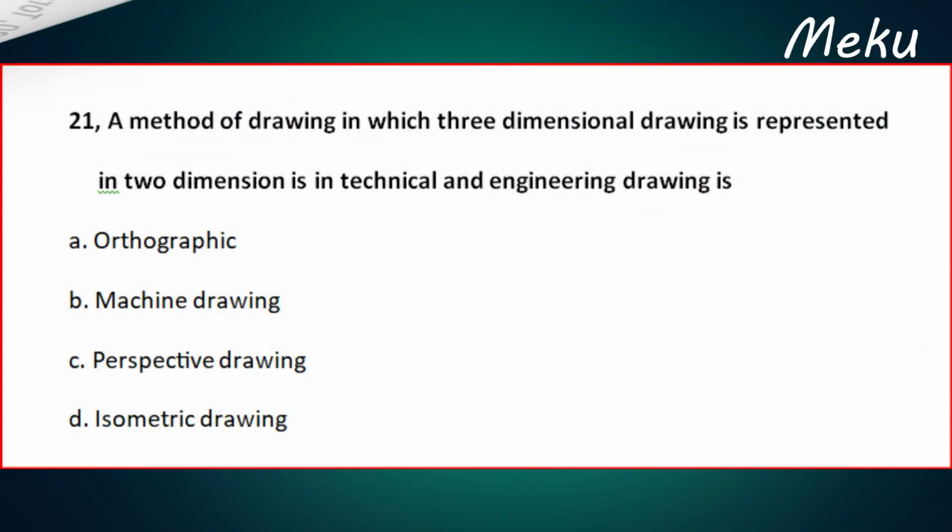21. A method of drawing in which a three-dimensional object is represented in two dimensions in technical and engineering drawing is A. Orthographic. B. Machine drawing. C. Perspective drawing. D. Isometric drawing.